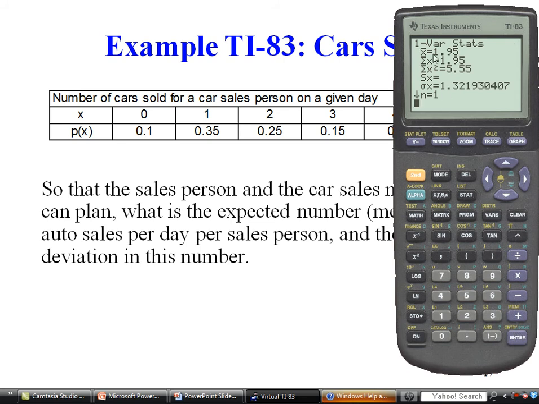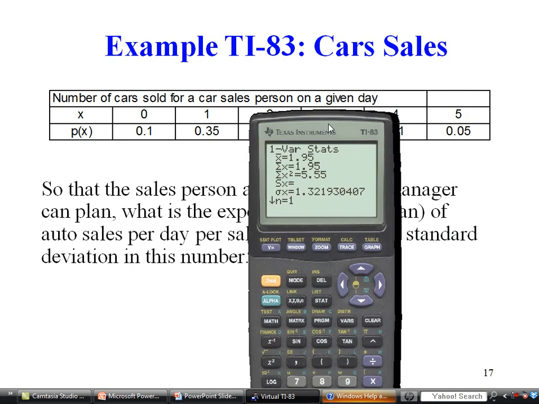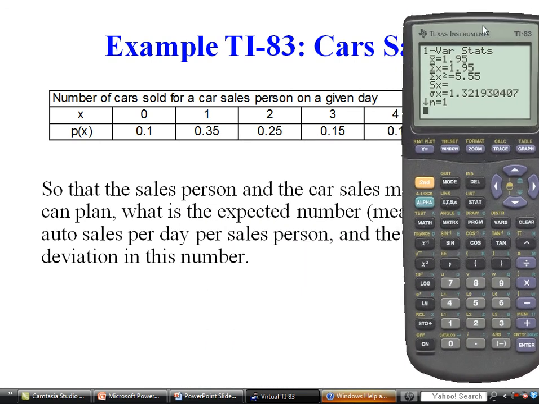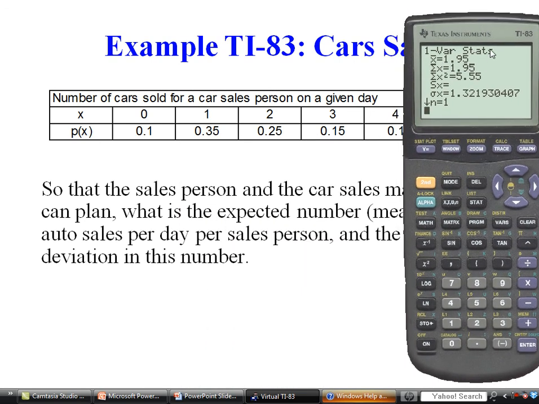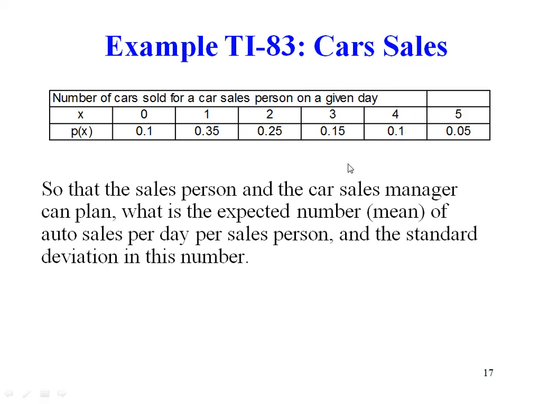And we got a mean of 1.95. So on average, they'll sell close to 2 cars, a little bit less on average. And the standard deviation comes up right here, 1.32. Okay, so the mean was 1.95 and the standard deviation 1.32, and that's how you do it on the calculator.